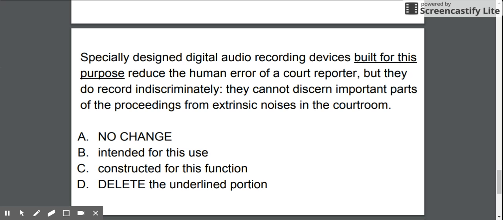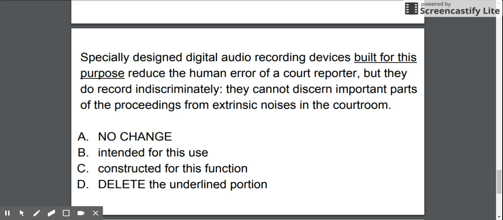Okay, so here I feel like with what I have underlined, built for this purpose, and then my answer choices, I have intended for this use, constructed for this function. It almost seems like one of those style formality type questions because I have built versus intended versus constructed. But in this particular question, my answer choices look a little different than in some of the others. So I still have no change.